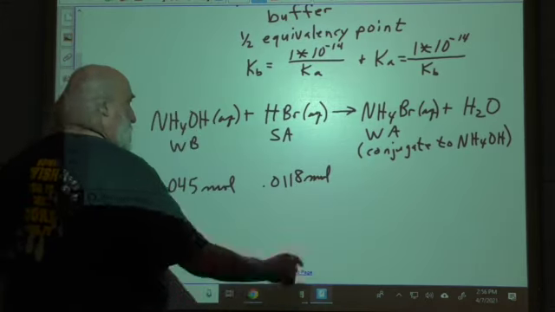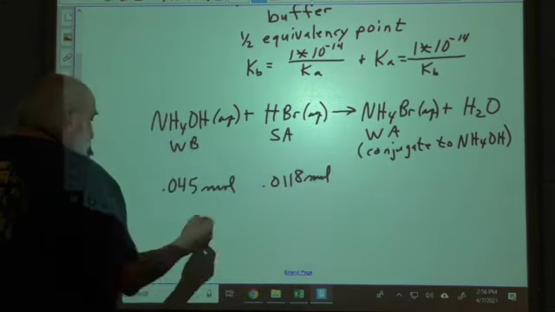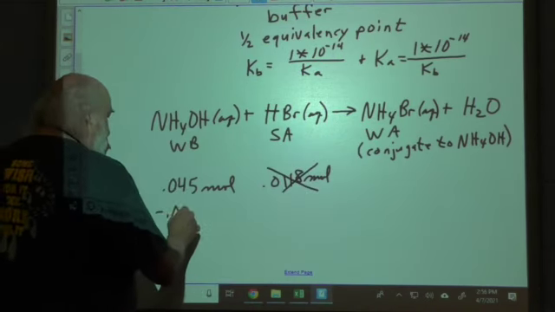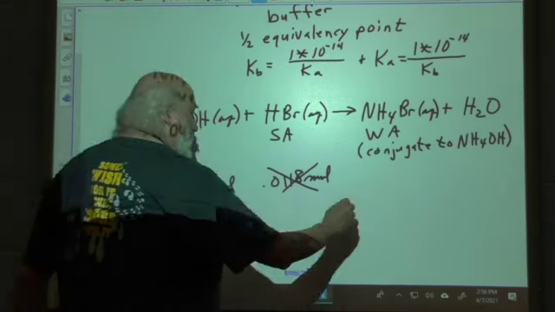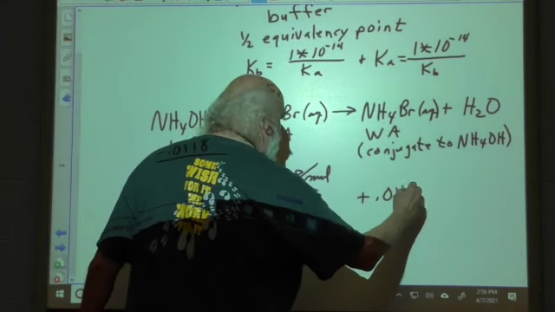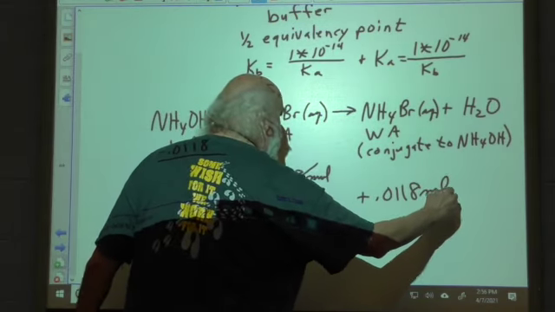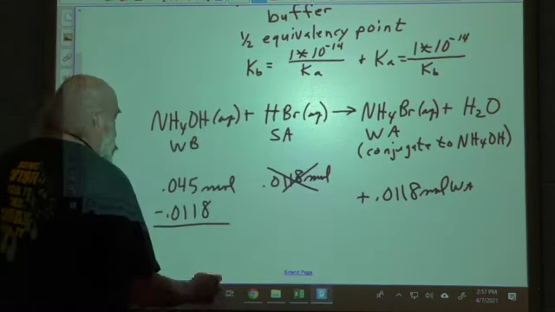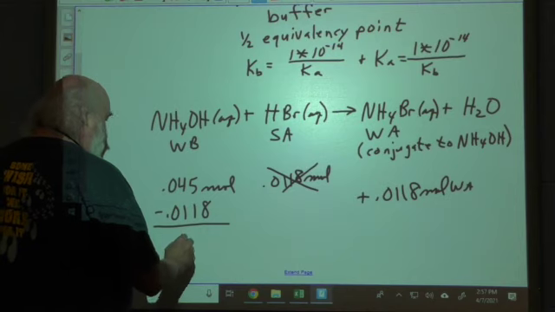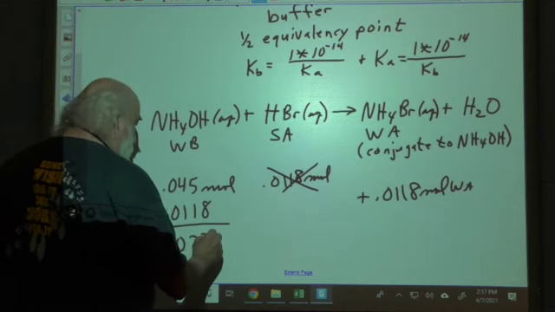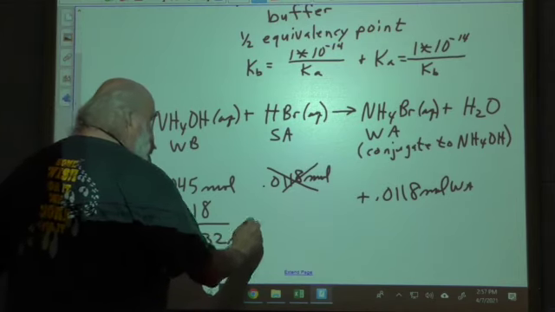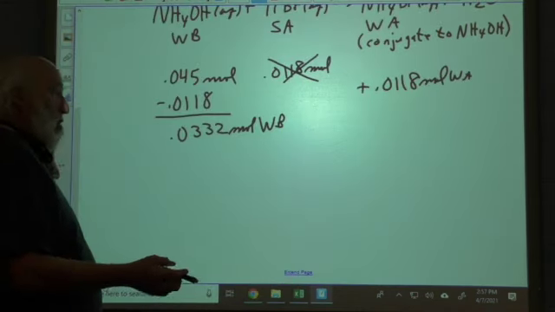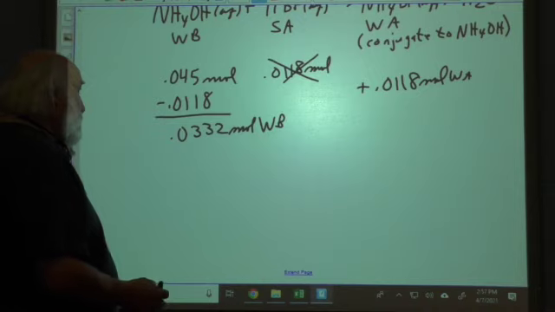And of course, there's none over here, but that'll change momentarily. We're going to lose all of this, subtract 0.0118, and we're going to gain 0.0118 over here. Now this is weak acid. This is going to give us weak base, 0.0332 moles of weak base. So now we have a buffer.